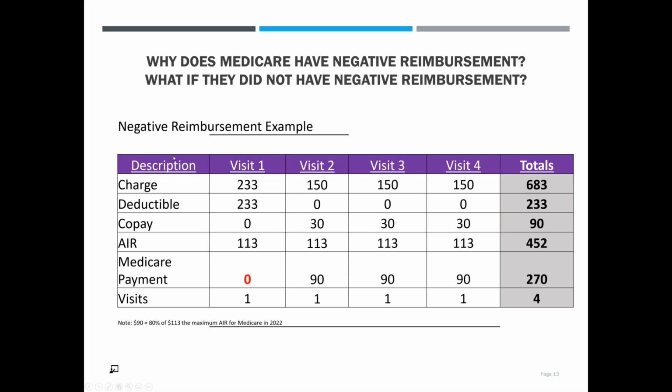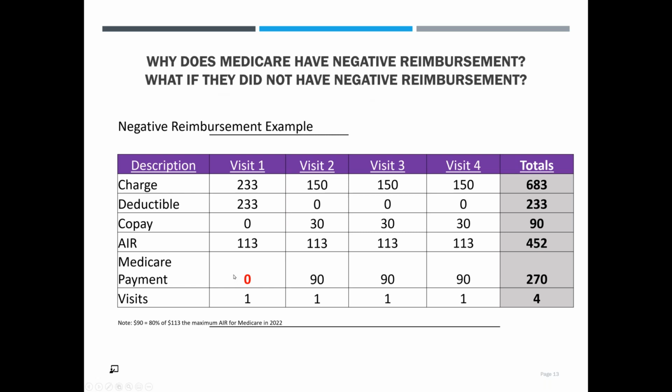People really are confused by negative reimbursement. So I wanted to go through the numbers real quick with you just to see why we have negative reimbursement, because it's hard to understand. So maybe if you understand the why, then that will help you. So here's my example. To make the math easy, the first visit is a $233 charge. That is the Medicare deductible for 2022. Our all-inclusive rate is $113 for this period of time, and our Medicare payment is going to be zero from Medicare.